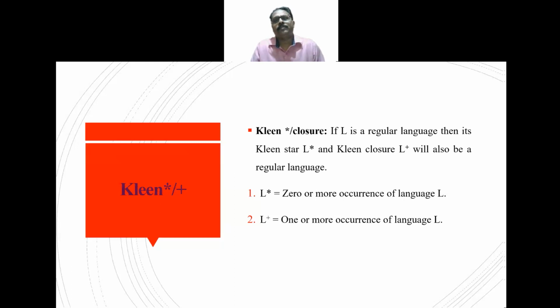And third, Kleene star and Kleene closure are specified together. If L is a regular language, then its Kleene star is L star. Kleene closure, Kleene plus, is L plus. It will also be a regular language. L star will be a regular language. L plus will be a regular language. You know what L star is. 0 or more occurrences of language L can be used as L star. 1 or more occurrences of language L can be denoted as L plus.